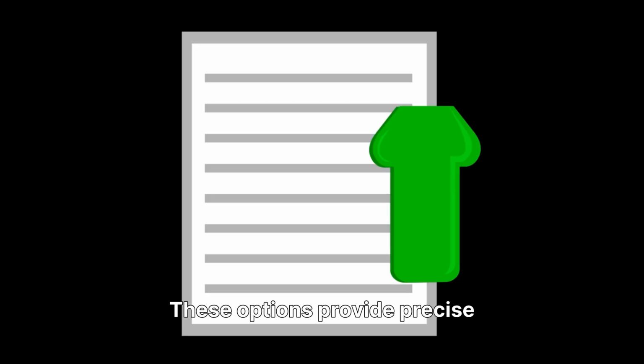FileMode.Create makes a new file or overwrites an existing one. FileMode.Open opens an existing file. FileMode.Append opens a file and moves the cursor to the end, allowing new data to be added without affecting previous content. These options provide precise control.